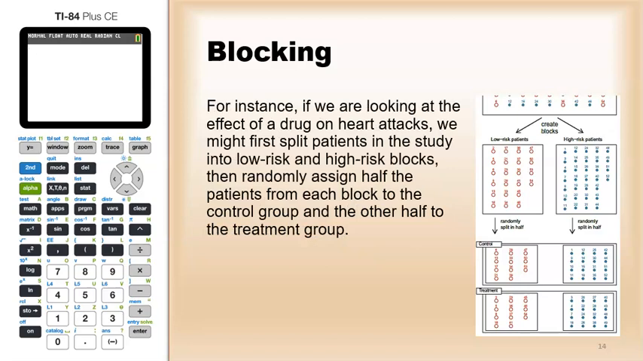So for instance, if you're looking at the effect of a drug on heart attacks, you might first split patients into low-risk and high-risk blocks. And then your low-risk block, you break into treatment and control. Your high-risk block, you then randomly choose between treatment and control.